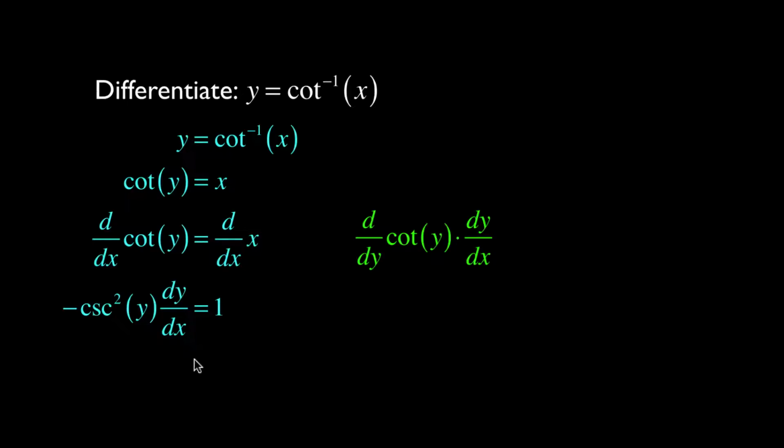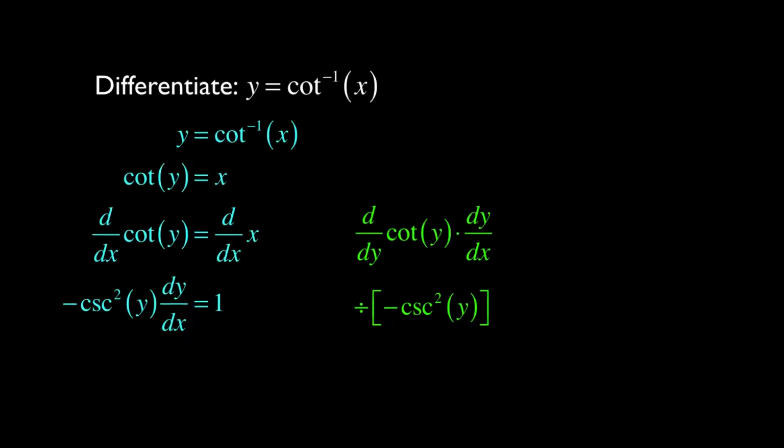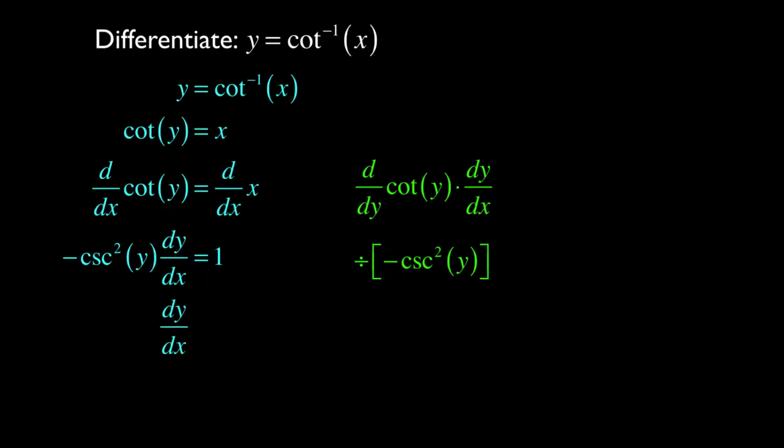Now we're trying to isolate for dy by dx. We do that by dividing both sides by this negative cosecant squared y. So we'll divide by negative cosecant squared y. On the left-hand side, I'll be left simply with dy by dx. On the right-hand side, I will have negative 1 divided by cosecant squared y.